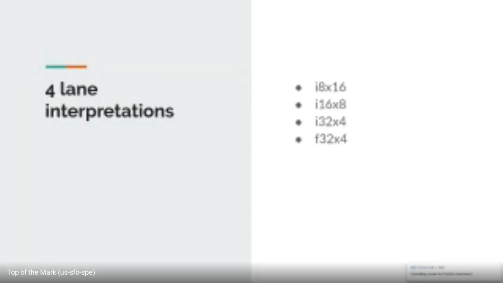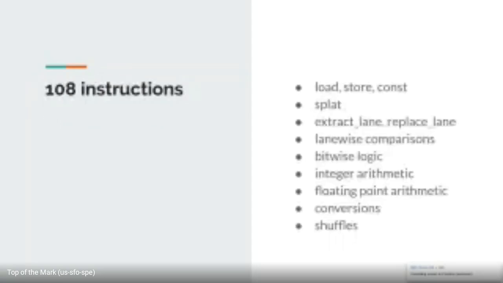Also means we have a lot of instructions. So how many instructions? Well, currently 108 instructions. We can load vectors. We can store vectors. We can create vectors. So if you give me an I32, say 5, I can splat it, which means I create a vector that has a 5 in every lane.